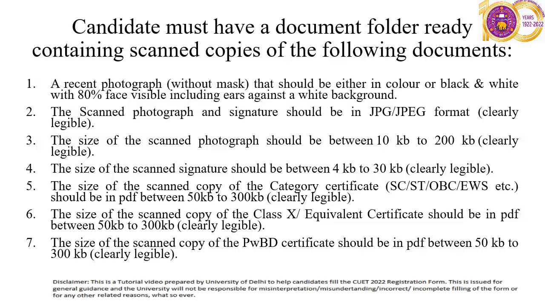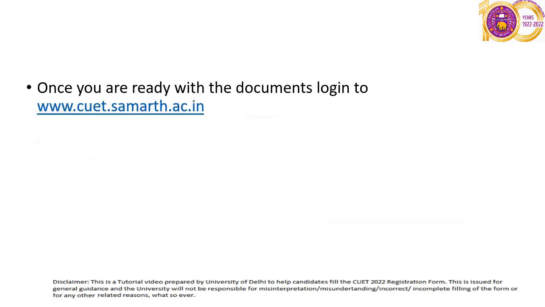The size of the scanned copy of the category certificate SC/ST/OBC/EWS should be in PDF between 50 KB to 300 KB. The size of the scanned copy of the Class 10/equivalent certificate should be in PDF between 50 KB to 300 KB. The size of the scanned copy of the PWBD certificate should be in PDF between 50 KB to 300 KB.